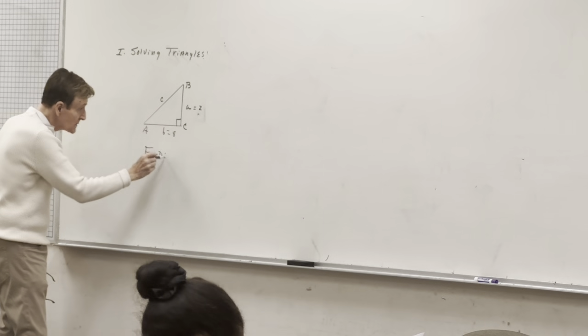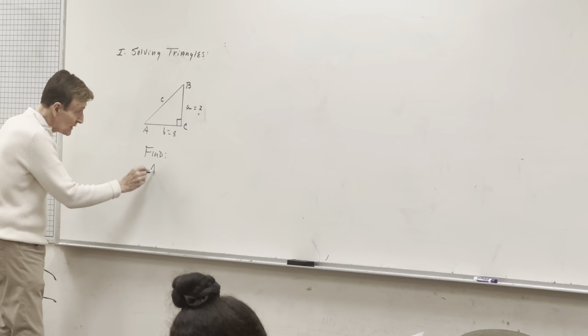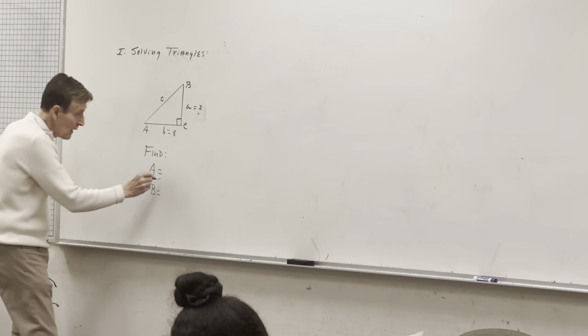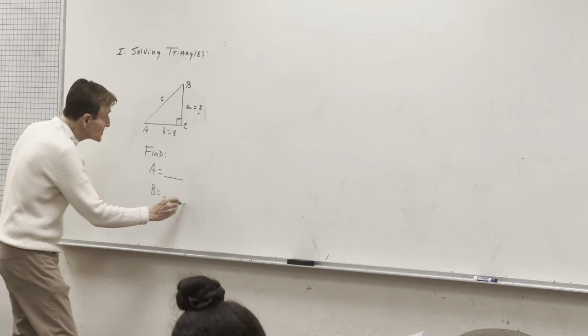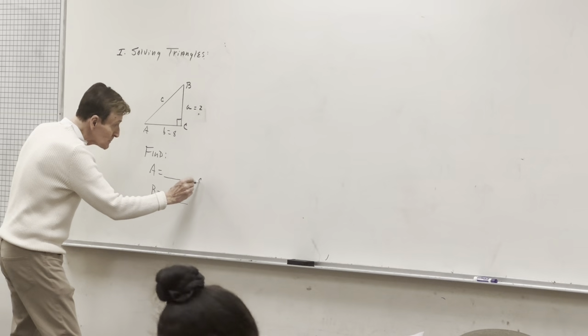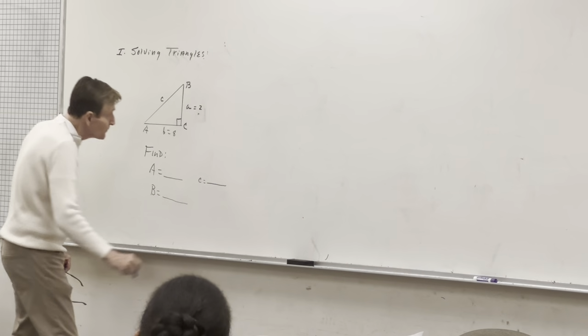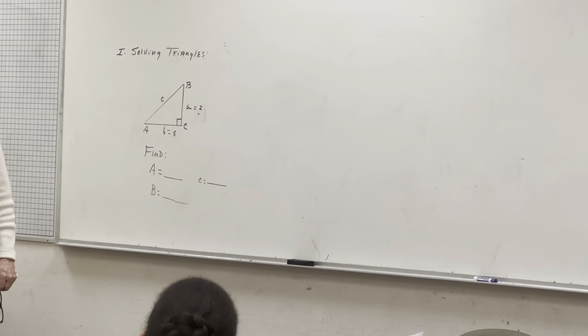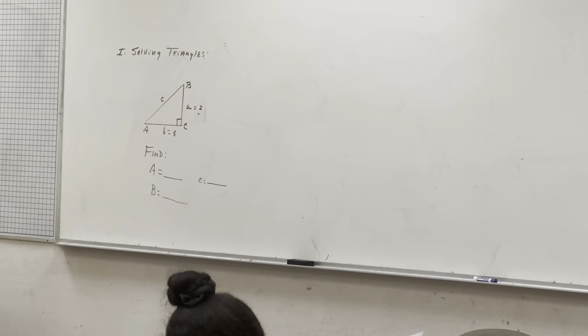not going to be too hard here, guys. Angle A is missing. I need it. Angle B is missing. I need it. And looks like also side C, I guess, is missing. Now, of those missing parts, which one do you think would be easiest to find?